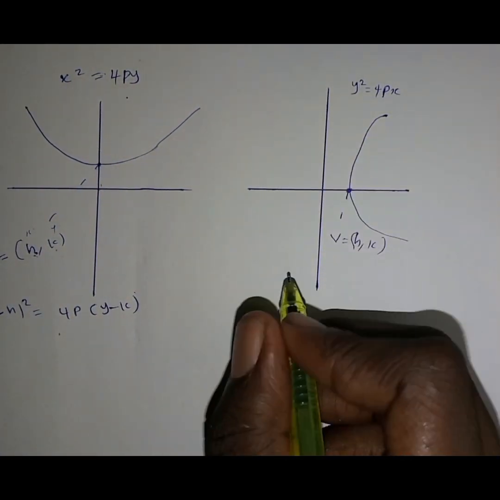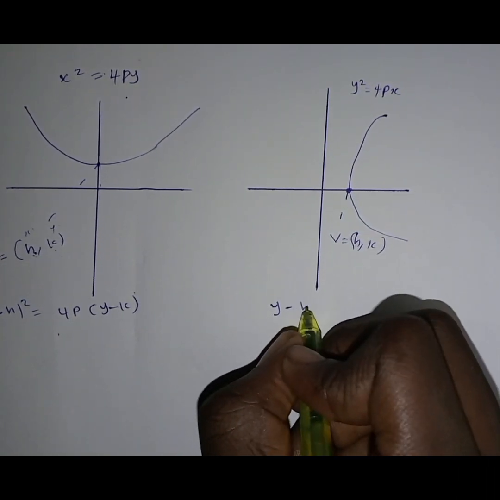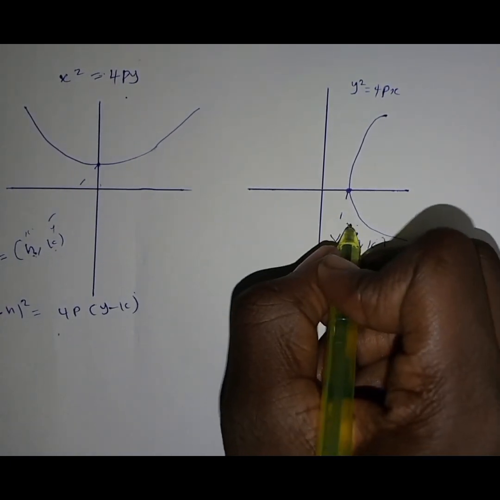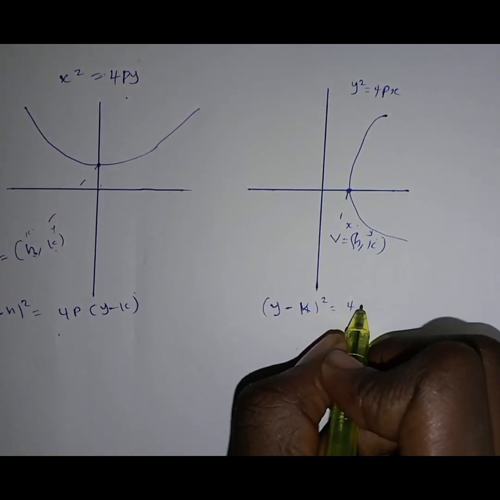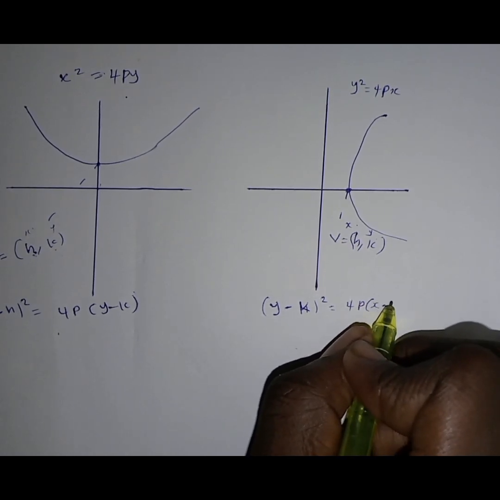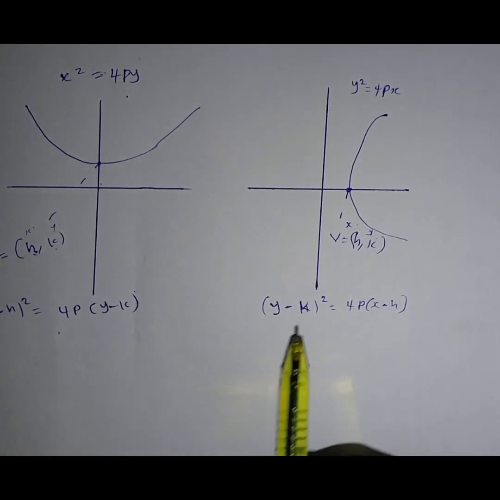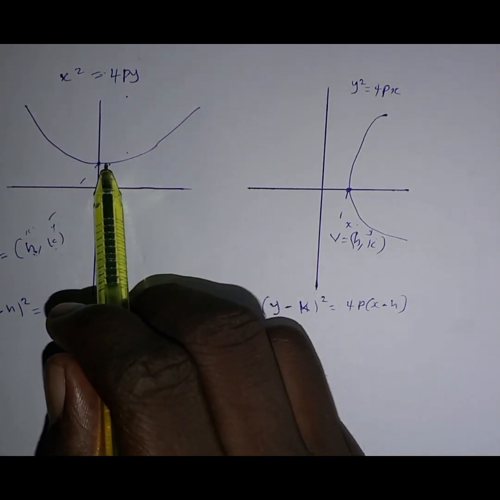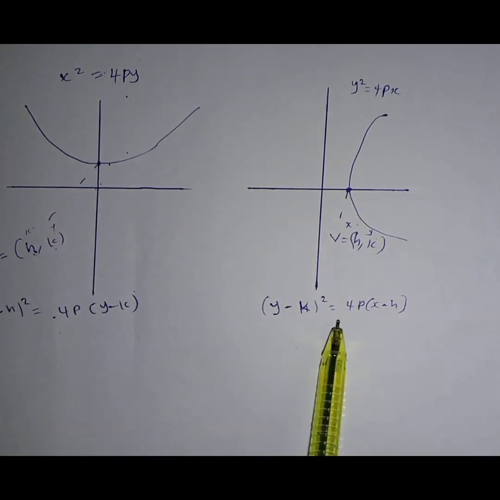Now this one too becomes (y minus k) squared equals 4p, then (x minus h). So these are the formulas. Are we together? So this is the formula of this graph when the vertex is not at the origin.